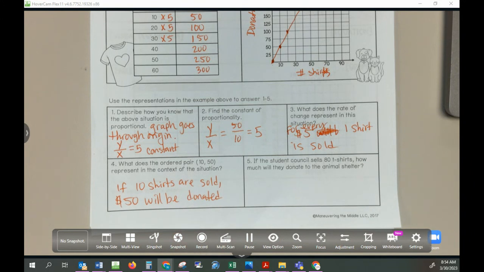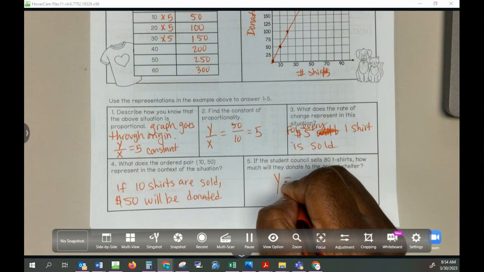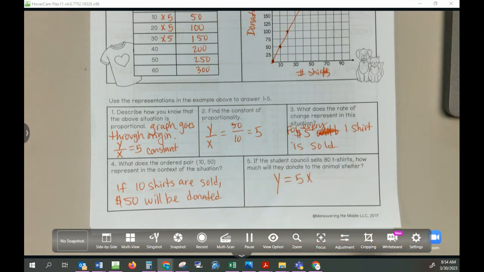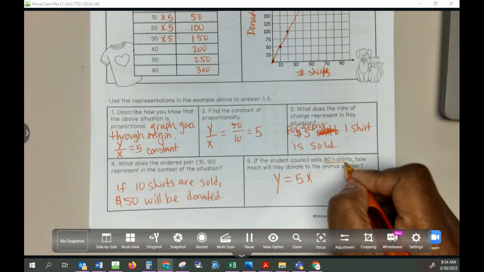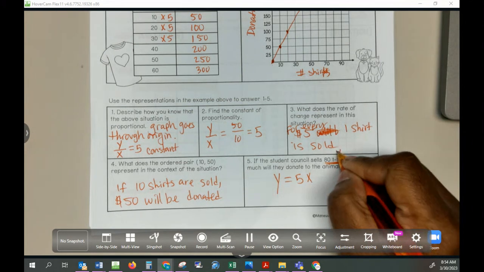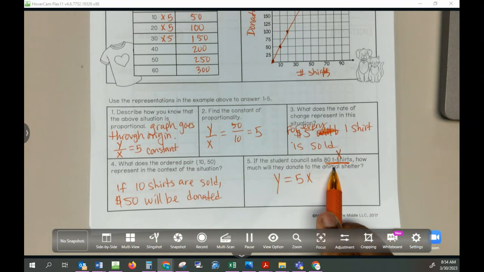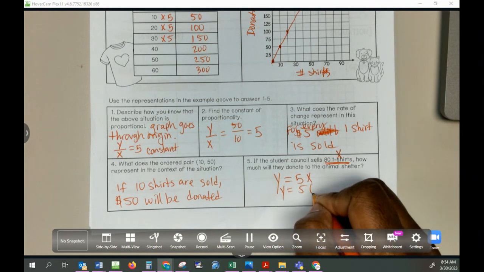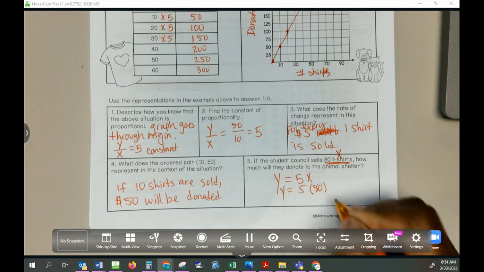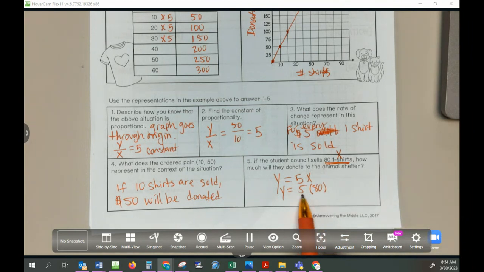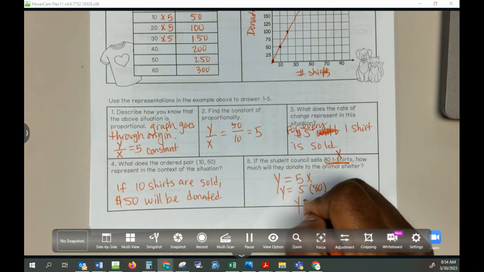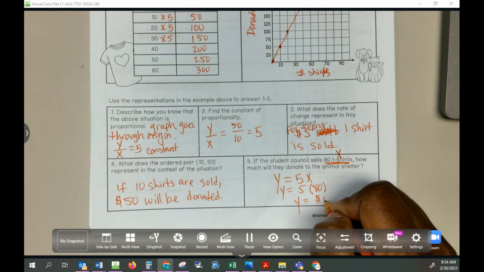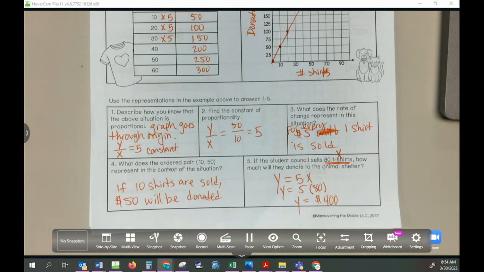If the student council sells 80 t-shirts, how much will they donate to the animal shelter? So I can use our equation, y equals 5x. And if 80 t-shirts, I know this is my x, because this is the amount of shirts that they sell. So I can say y will equal 5 times 80. And when I multiply 5 times 80, I'll get that my y will be $400.